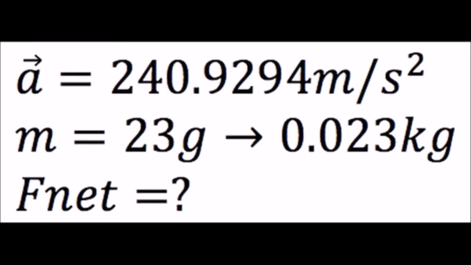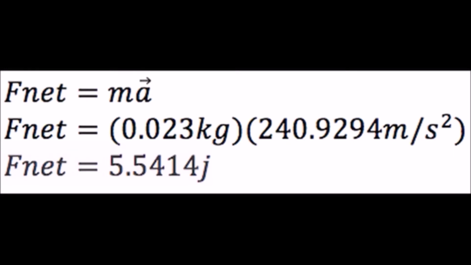Net force. For the givens list, acceleration is 240.9294 meters per second squared. The mass is 23 grams, which got converted to 0.023 kilograms. Now we have to find F net. The way I got this is by using the formula net force equals mass times acceleration. After plugging in all my numbers, I found out that my net force is 5.5414 joules. Therefore, my net force is 5.54 joules.